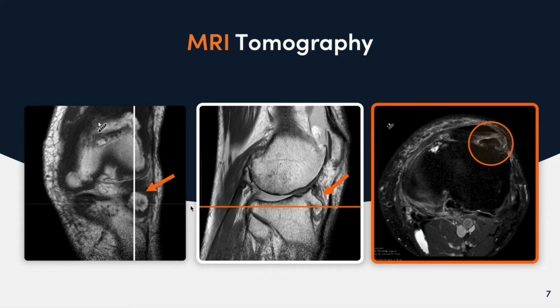To further identify the shape of that structure, slicing it on the horizon gives us an axial view, and this orange framed picture here, represented in that orange circle, is what looks almost like a mushroom that's projecting forward and lateral on this tibia.